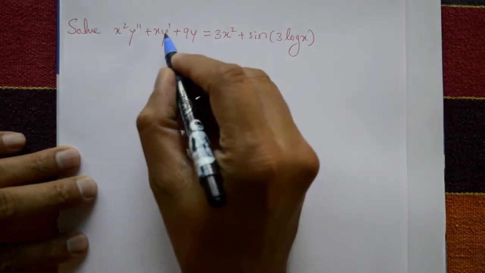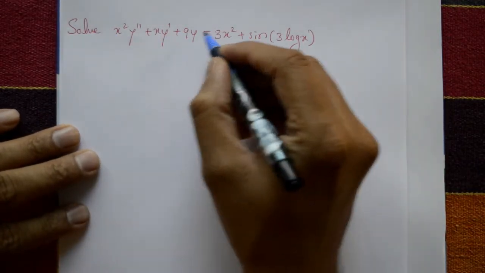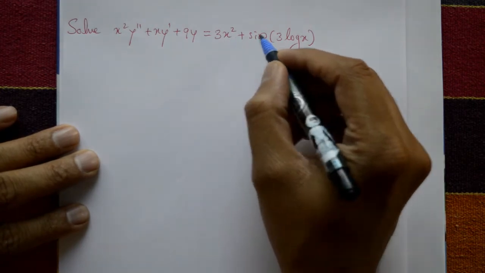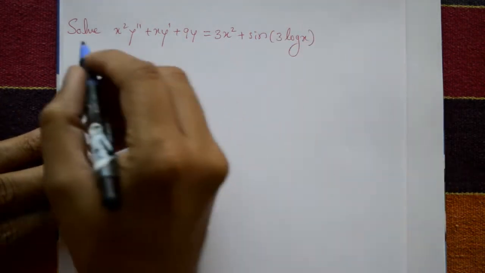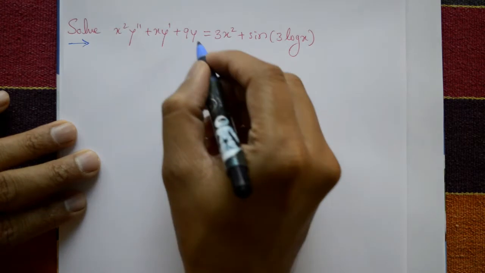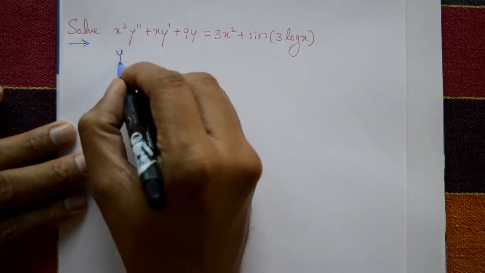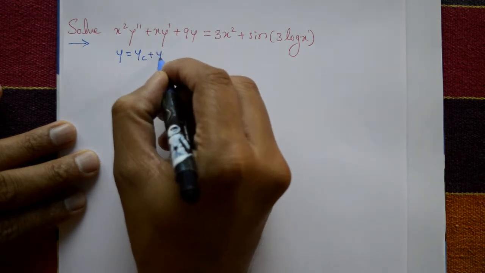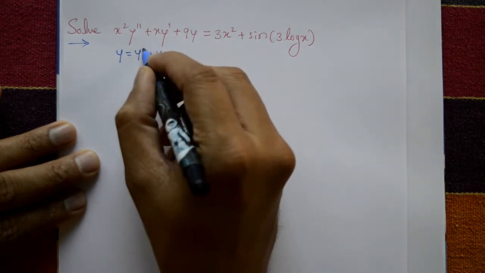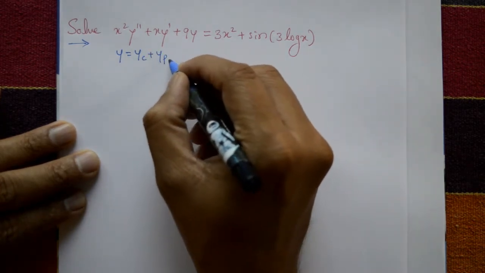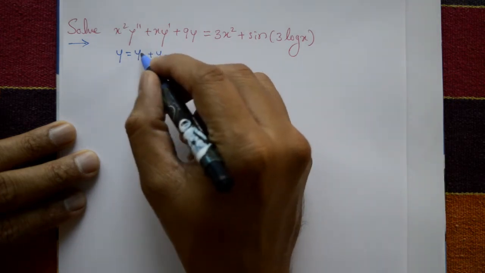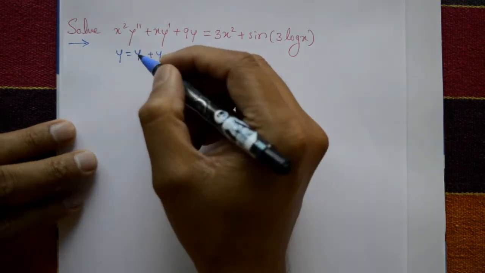Solve x squared y double dash plus x y dash plus 9y equal to 3x squared plus sine of 3 into log x. Now the solution: find the complete solution. The complete solution is y equals yc plus yp, where yc means complementary function and yp means particular integral. Add them and you get the complete solution.